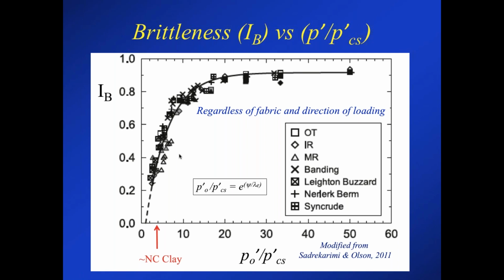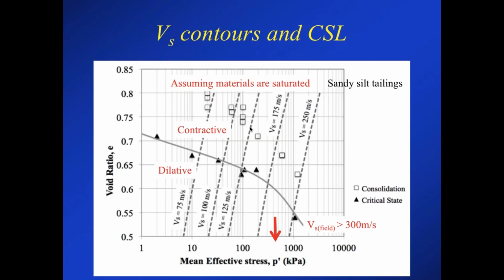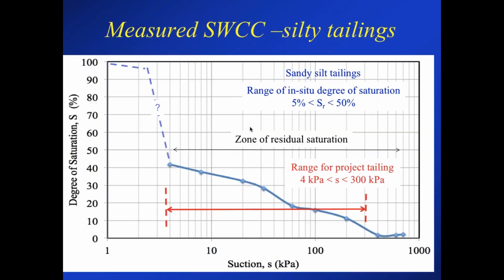And a number of researchers have shown this. So brittleness as a function of either state parameter or the stress ratio is independent of both direction of loading, whether or not it's compression or extension, or fabric. And so that's an important observation to take note of.